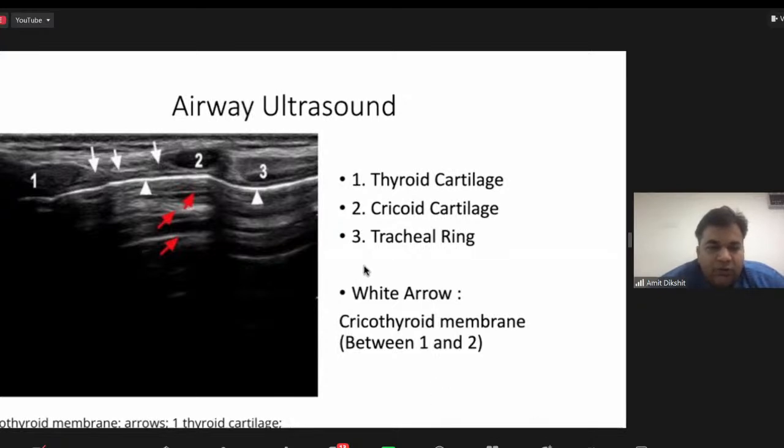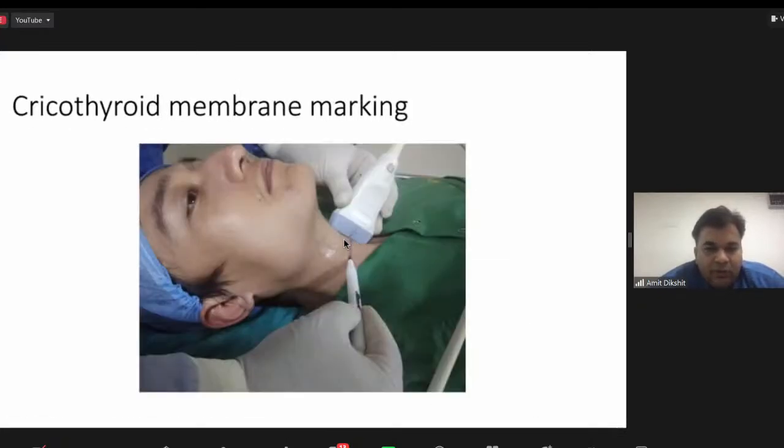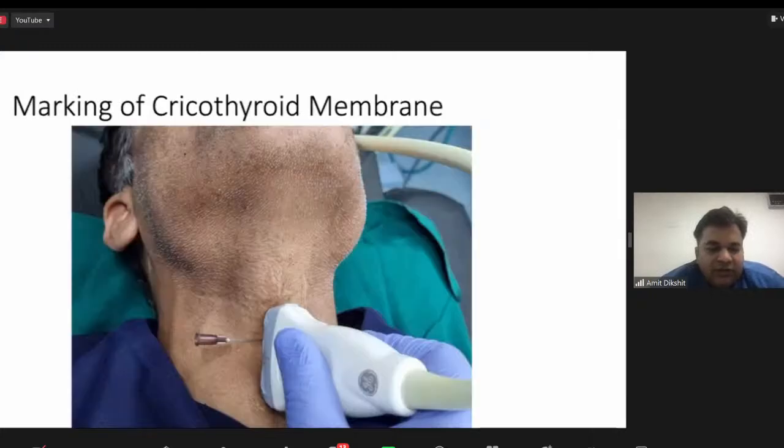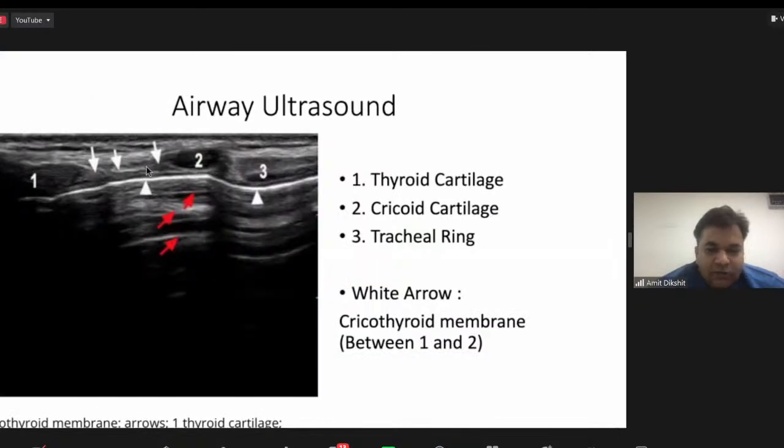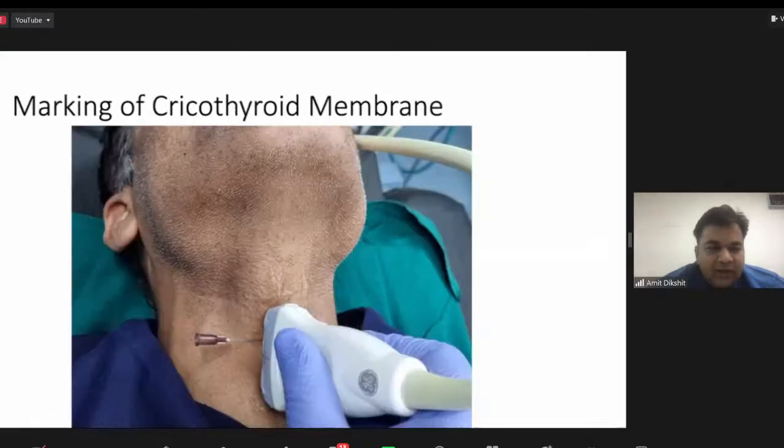So we just have to bring the structure in the middle of the screen and try to mark it with the marker pen, or we can just place and move the probe caudate and cephalad and try to place the needle. Needle is seen again, it creates a metallic artifact, and we can see the middle of the screen, and we can easily mark this area as the cricothyroid membrane. So this is how we do marking.